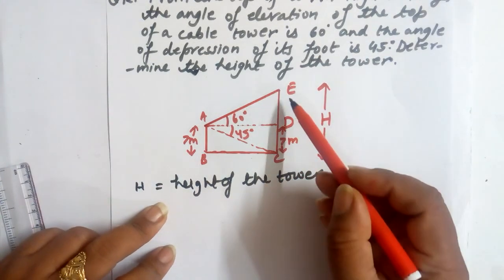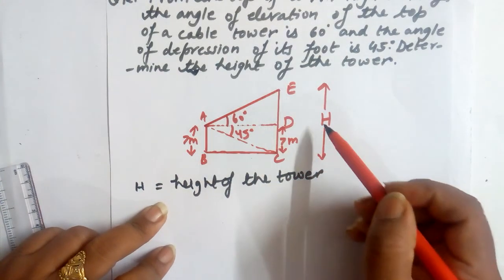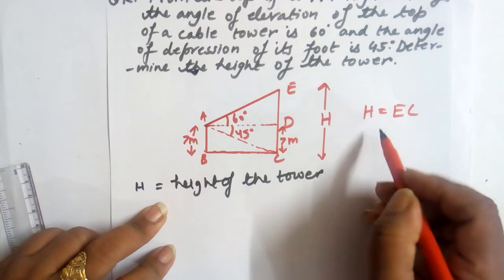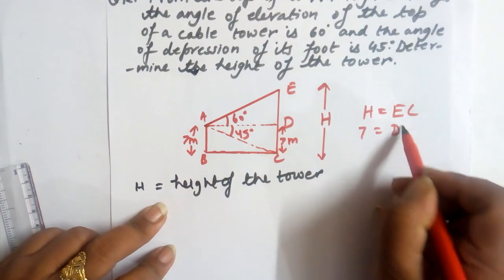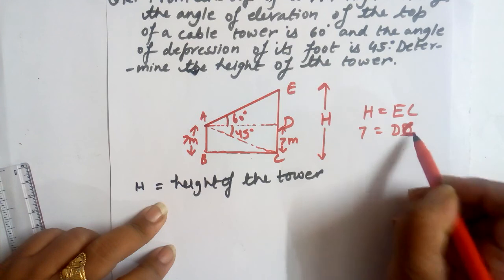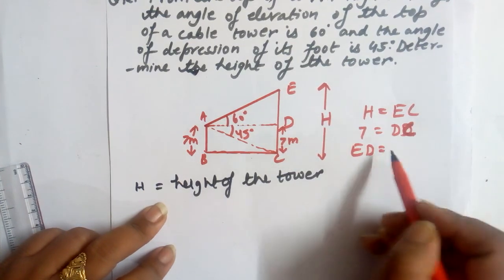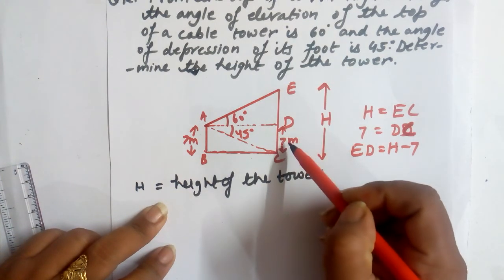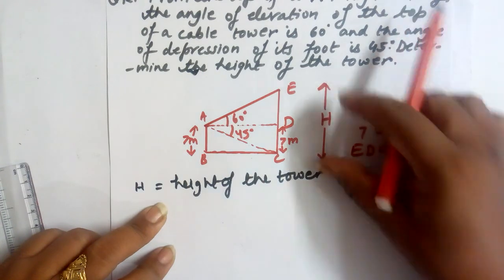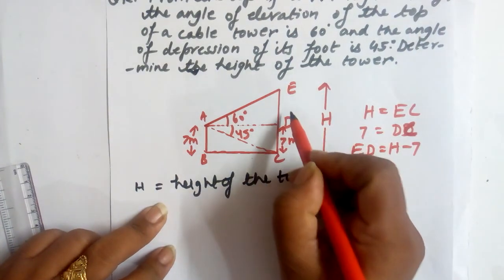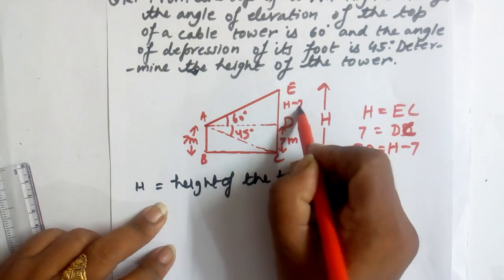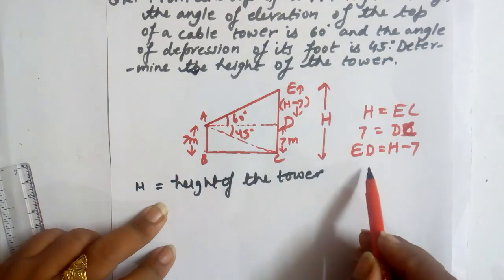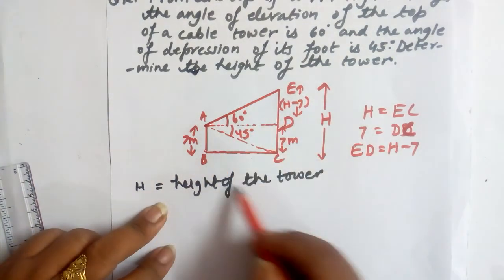Now what will be the height of this ED? If H is the EC, we can write H is equal to EC and 7 meter is equal to DC. So ED will be equal to H minus 7, yes, clear. If we subtract this height DC from the total height, we can get the height of ED. So this is equal to H minus 7, yes, ED is H minus 7. I hope it is clear.